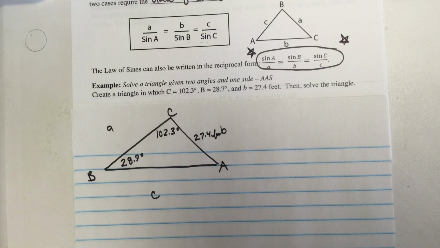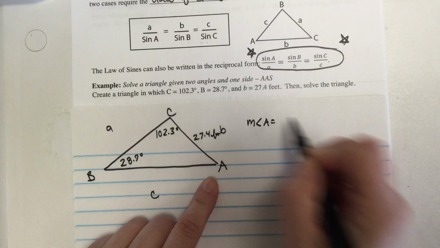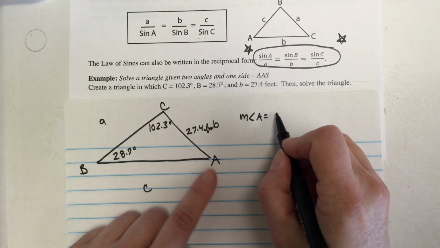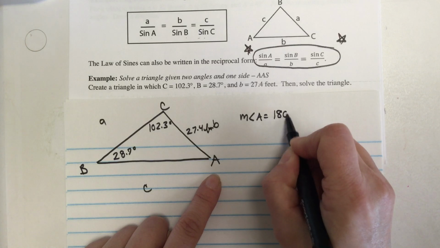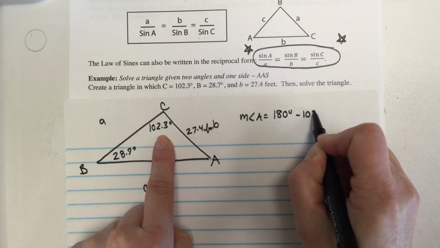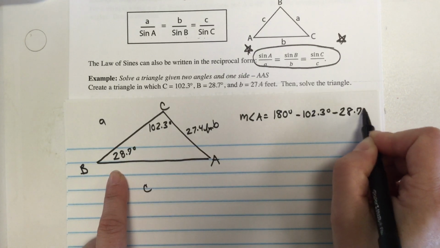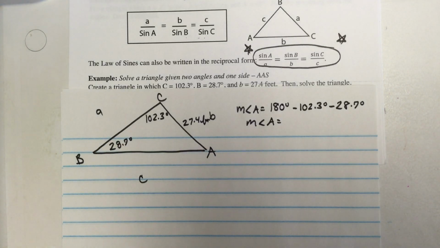Solve means you want to know everything about it. Well, the measure of angle A is going to be really easy to find. Even if you don't have a right triangle, every single triangle always adds up to 180 degrees. So I know two angle measurements. I can say 180 degrees minus 102.3 degrees minus 28.7 degrees. Whatever that is, that's the measurement of angle A.